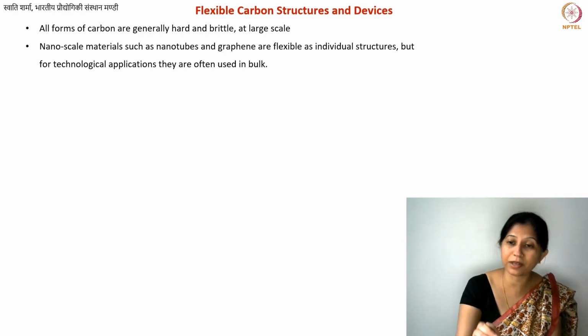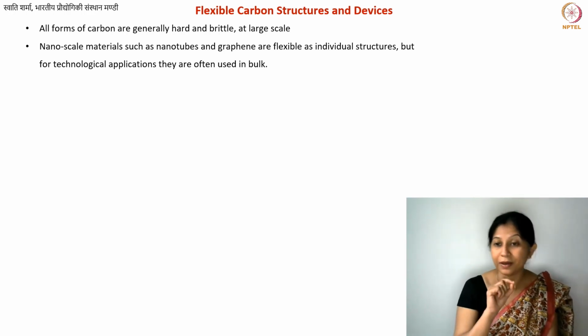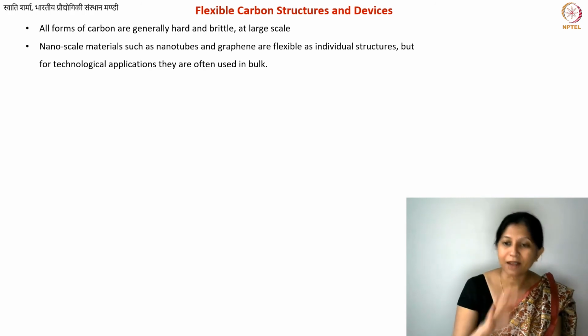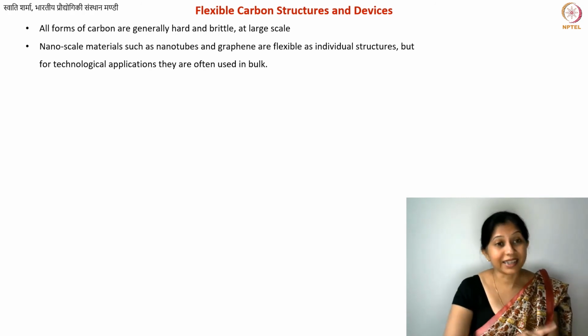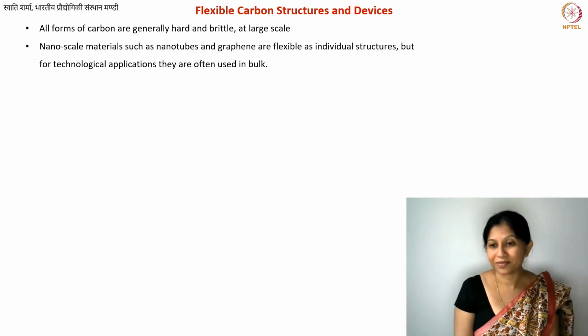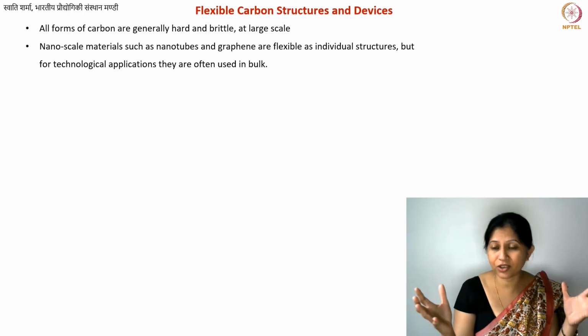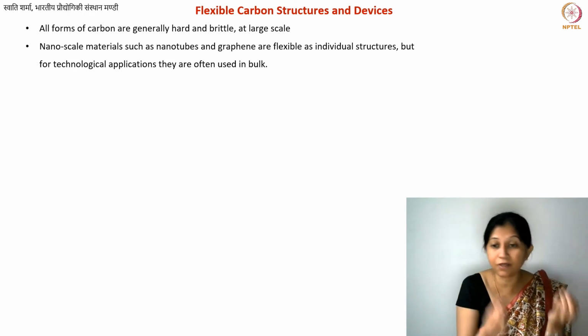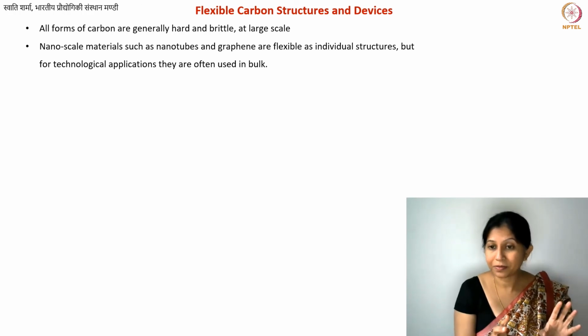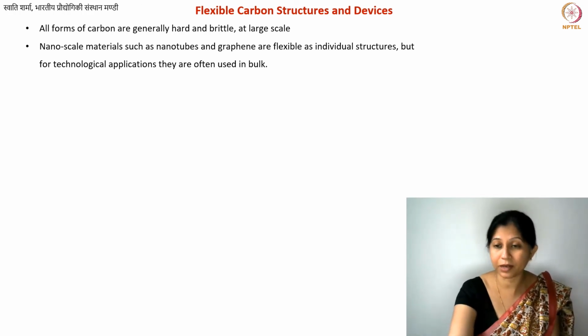Even carbon fibers, if you think of the properties of the carbon, the carbon itself is hard and brittle. It is the structure that we give to it, when we pull threads out of it, when we make tubes out of it. So it is the large scale structure that we make that can be flexible. Carbon itself by nature is not flexible, but we do have a lot of flexible devices using carbon.